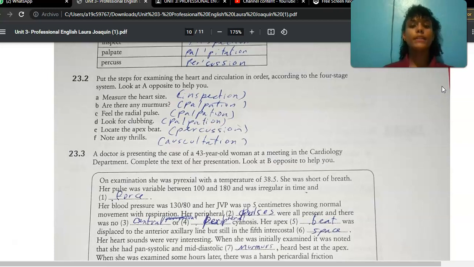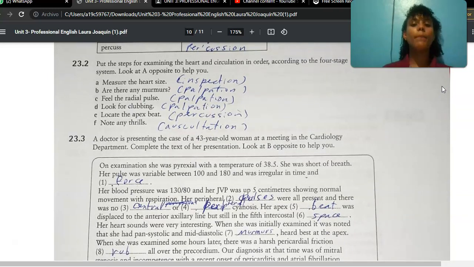Measure the heart size. Inspection. Are there any murmurs? Palpation. Feel the radial pulse. Palpation. Look for clubbing. Palpation. Locate the apex. Percussion. Note any thrills.